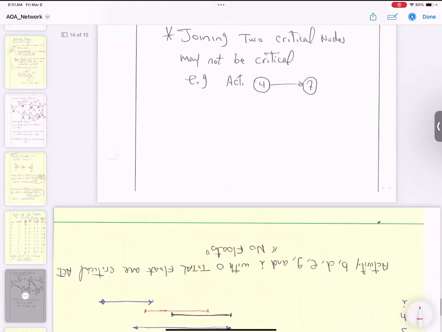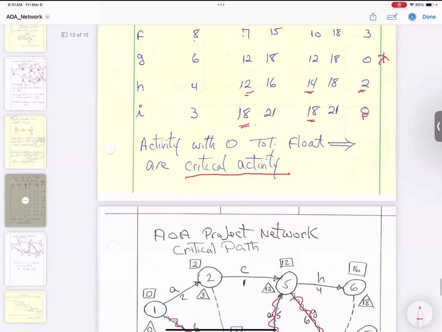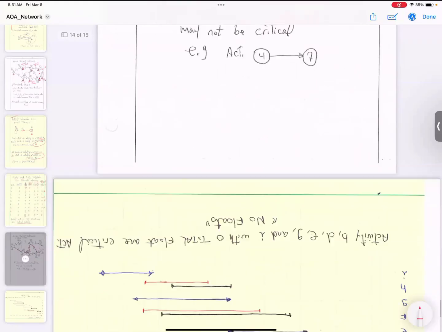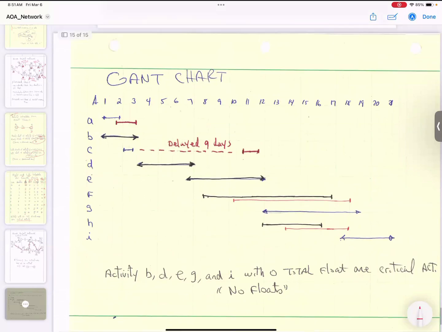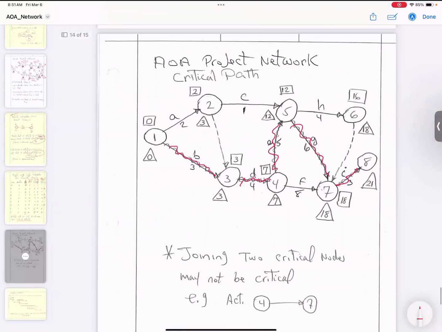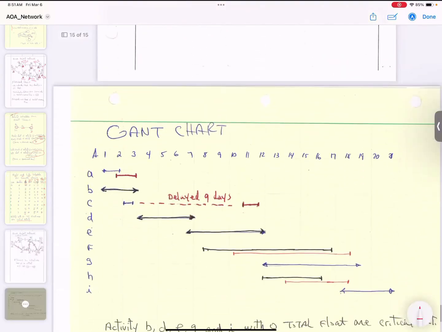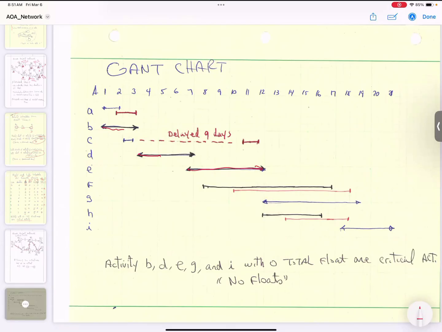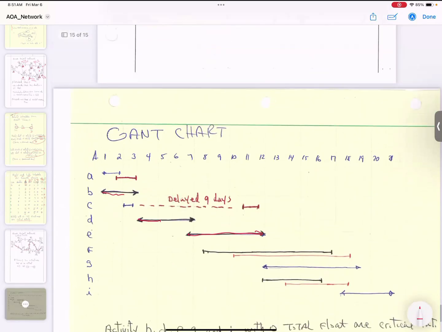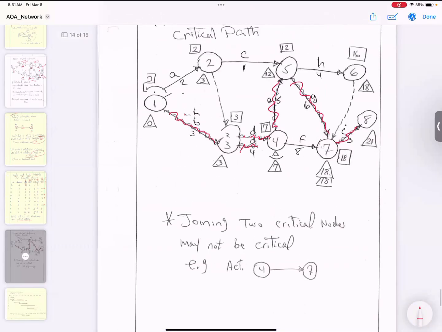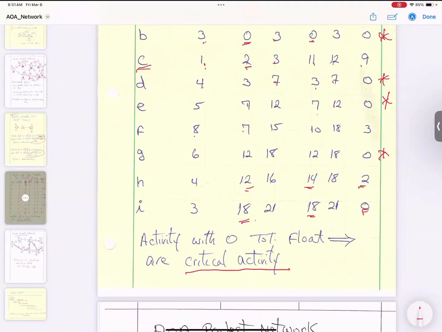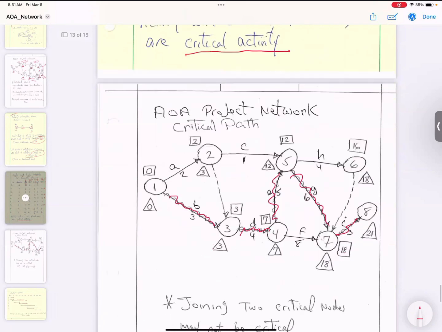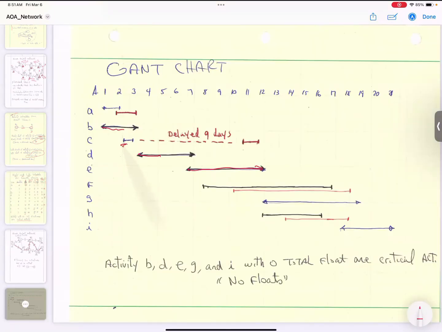And then you basically transfer this information into this Gantt chart. If you look at this Gantt chart, that's how you put your activities that are critical, like activity B and D and E, correct? These are critical activities. Activity C has a delay of 9 days. So you can start it on day number 2, or you can wait and start it 9 days later over here.